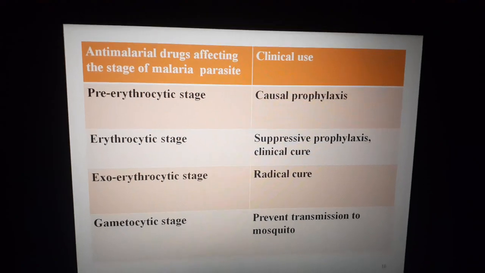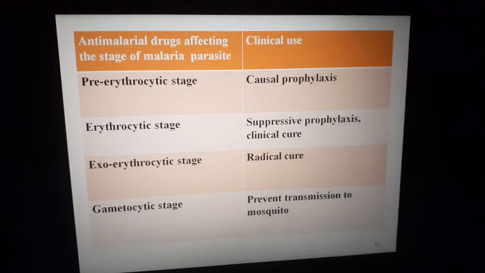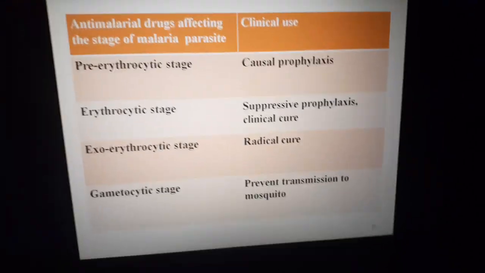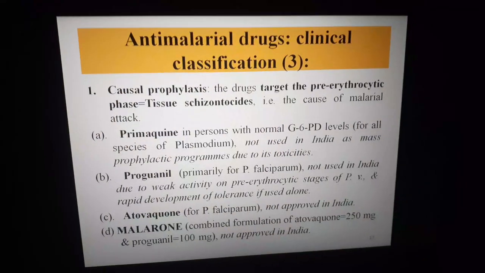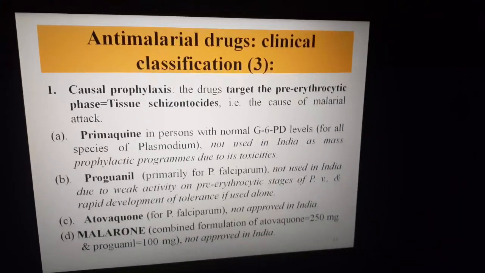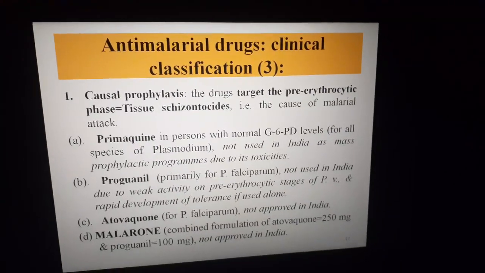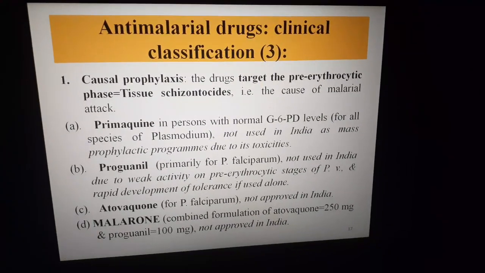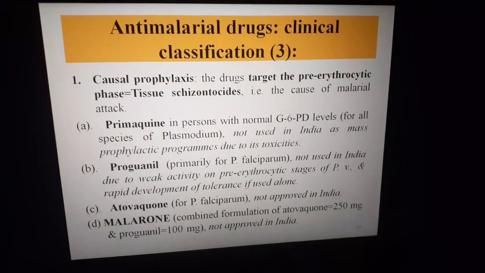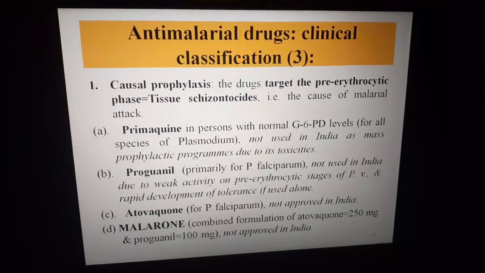So in this way you can remember the site of action of drugs in the life cycle of Plasmodium, how the drugs attack at a particular stage in the life cycle. Among the causal prophylactics, these target the pre-erythrocytic schizogony or tissue schizonts, and they prevent the malarial attack. The drugs are primaquine, proguanil, atovaquone, and a fixed dose combination of atovaquone and proguanil, that is Malarone.